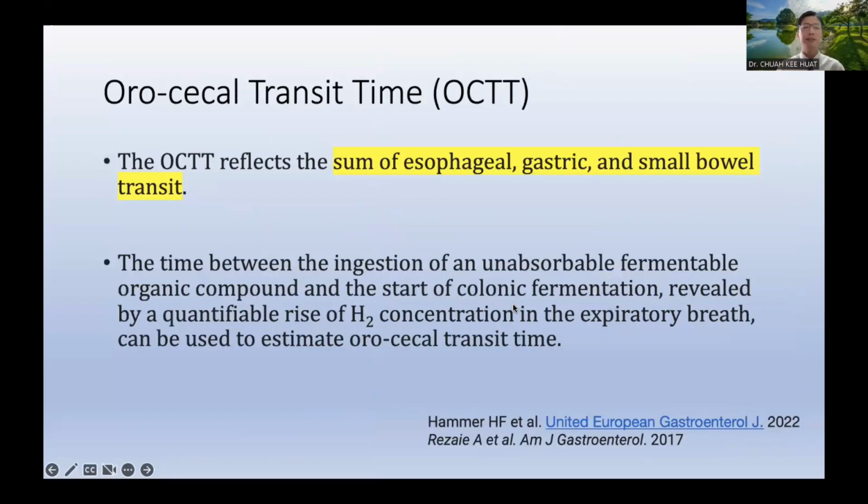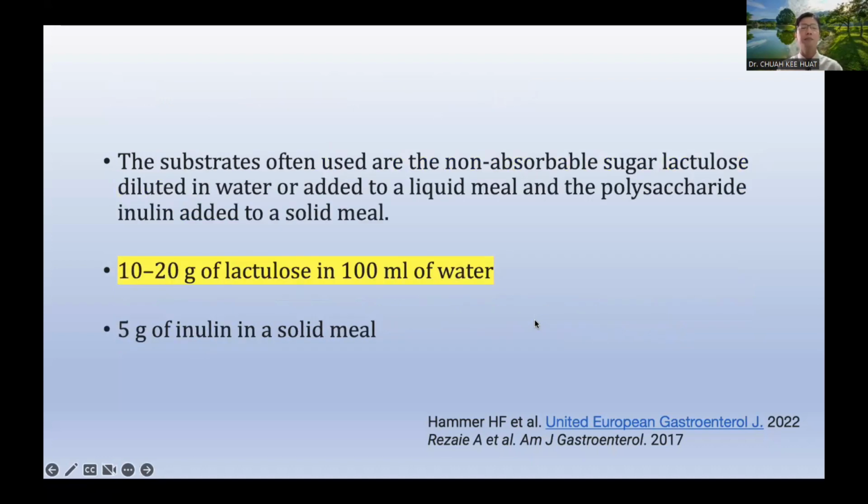Oral cecal transit time usually reflects the sum of esophageal, gastric, and small bowel transit. So we use the time between the ingestion of an unabsorbable fermentable organic compound and the start of colonic fermentation, which is suggested by a quantifiable rise of the hydrogen concentration in the expiratory breath, to estimate the oral cecal transit time.